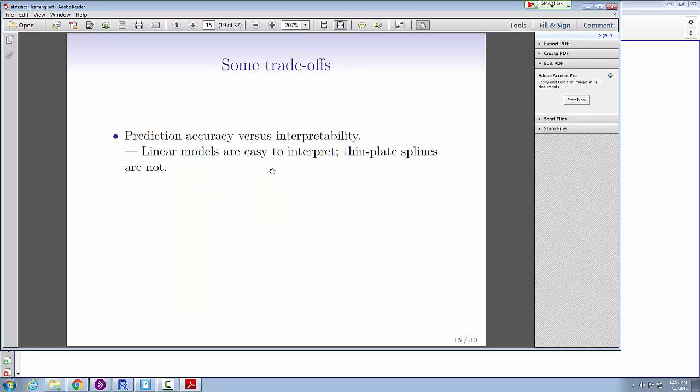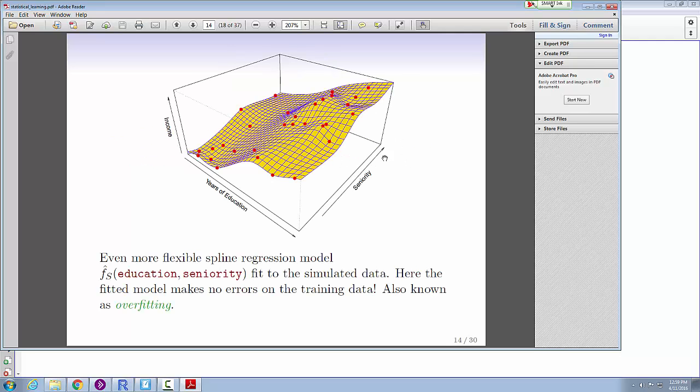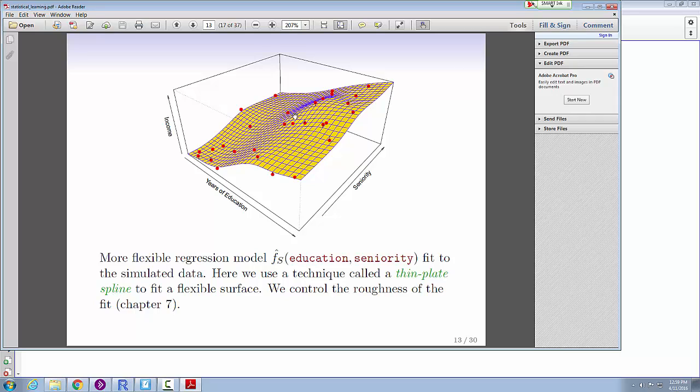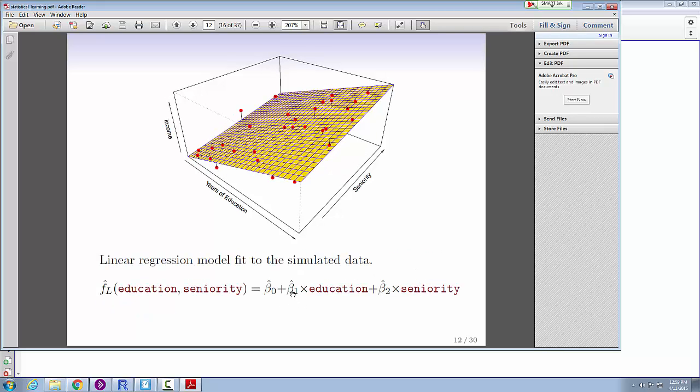Linear models are easy to interpret because, for example, you could go to the beta coefficient for gender, and you could interpret that as the gender effect. This is the way that gender contributes to my response. If, on the other hand, I have a fancier model, like this one, it is not written in a linear way. This is not written as beta 0 plus beta 1 education plus beta 2 seniority.